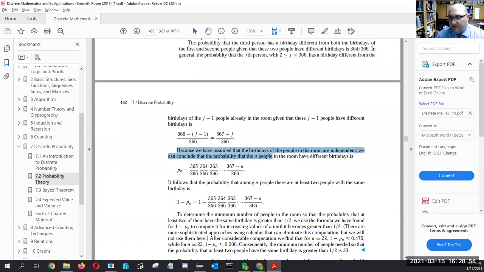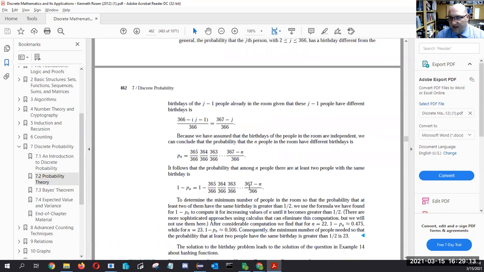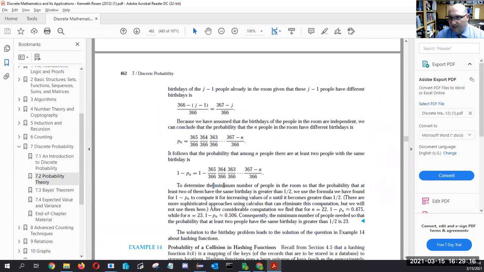Because we have assumed these birthdays are independent, we can conclude the probability that n people in the room have different birthdays is this. So it follows that the probability among n people that there are at least 2 people with the same birthday is as follows. To determine the minimum number of people in the room so that the probability of 2 of them having the same birthday is greater than half, we use the formula we have found, computing it for increasing values of n until it becomes greater than 1/2.